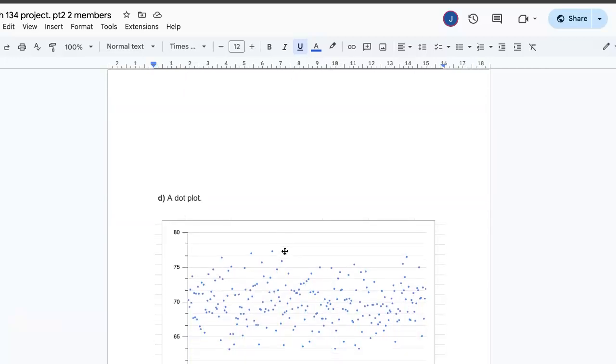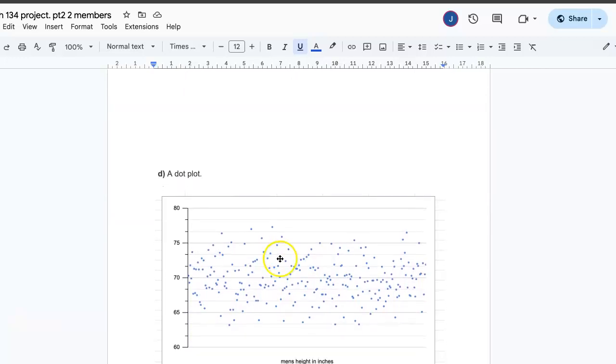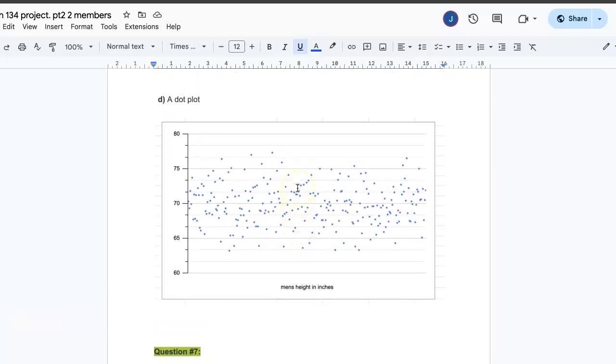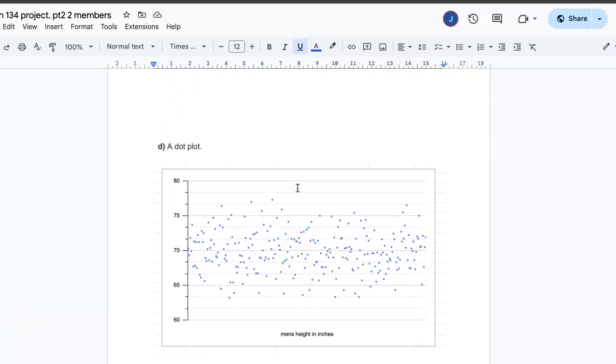Now here we have a dot plot. Now what a dot plot does is it plots the dots on the corresponding variables.